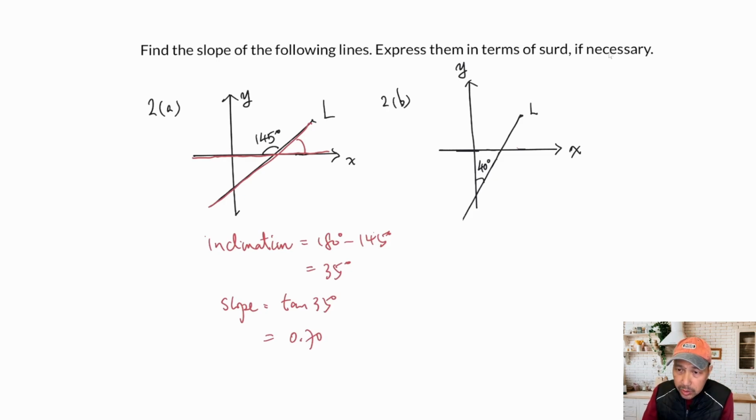Okay, in question 2b, this angle is the inclination. Perhaps we name them beta and alpha. Okay, according to the diagram.